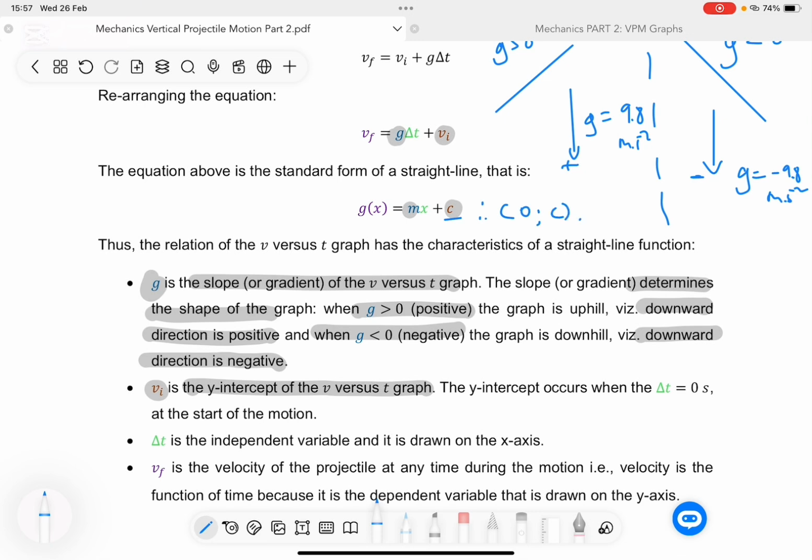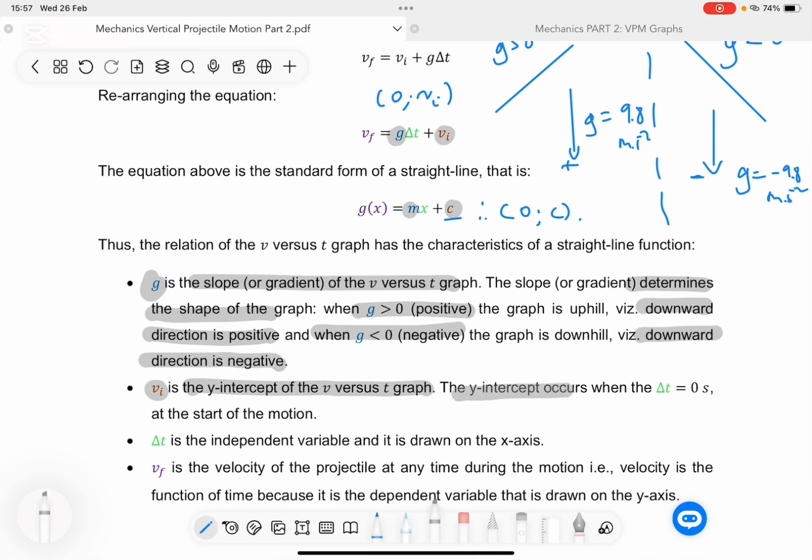Now, in the same way, when we look at our equation of motion, it also means that this y-intercept will occur when the time is 0, because the whole thing here will be 0, so that now we actually have a coordinate 0 and v initial as the intercept. And remember, the intercept is a line that cuts the vertical axis, the y-axis.